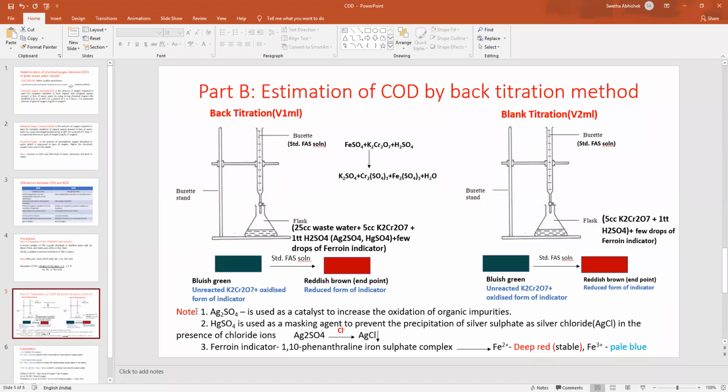Just follow the note that I have written. So silver sulfate is used as a catalyst. What is a catalyst? The reagent which can increase the rate of reaction without involving itself in the reaction. So silver sulfate is used as a catalyst, particularly to increase the oxidation of some stable organic impurities which cannot be easily oxidized under normal condition. But in the presence of silver sulfate, some specific organic impurities can be oxidized at a faster rate.